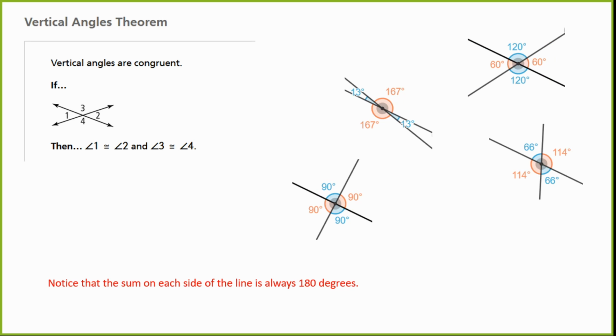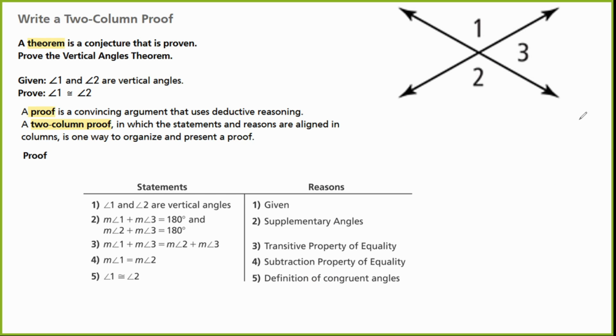So let's look at a 2-column proof for this. So again, a theorem is a conjecture that is just proven. So now we can start doing proofs here. You can go back to the previous slides and start writing proofs from those. But let's see, given, okay, we're going to use the vertical angles theorem to prove that two things are true. That angle 1 and angle 2 are vertical angles.